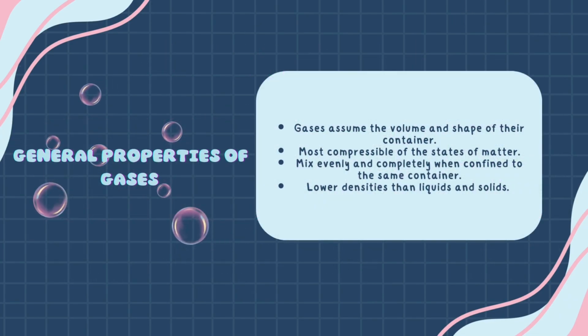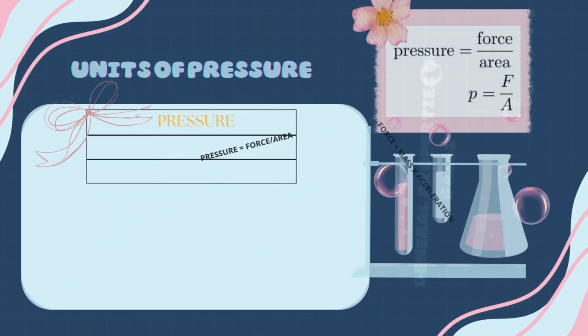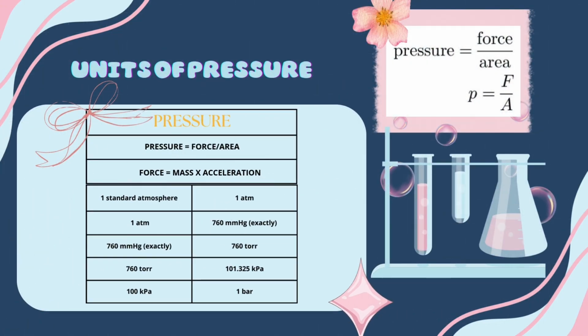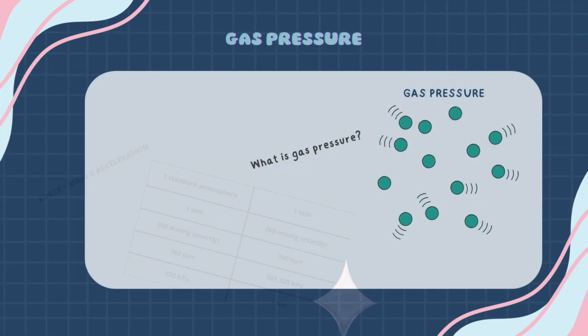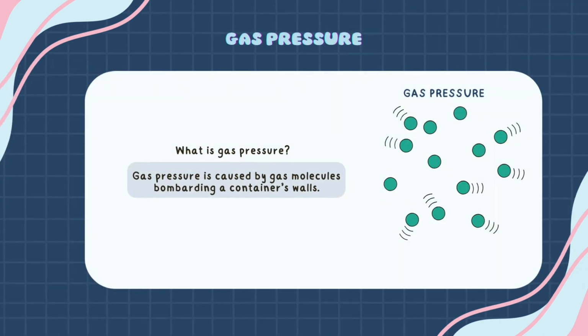General properties of gases. Gases assume the volume and shape of their container, are the most compressible of the states of matter, mix evenly and completely when confined to the same container, and have lower densities than liquids and solids. As you can see, these are the units of pressure. What is gas pressure? Gas pressure is caused by gas molecules bombarding a container wall.